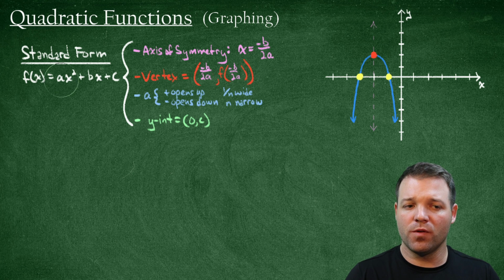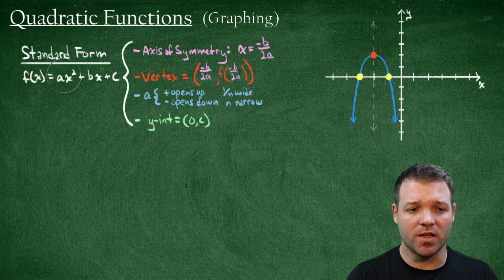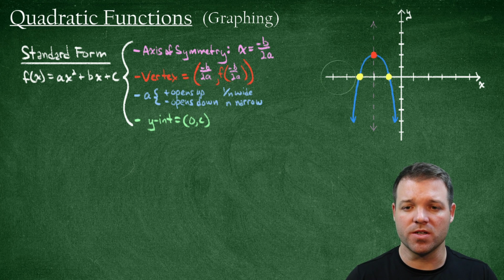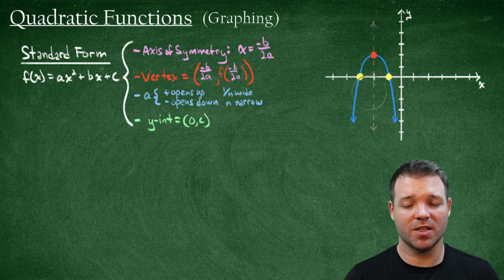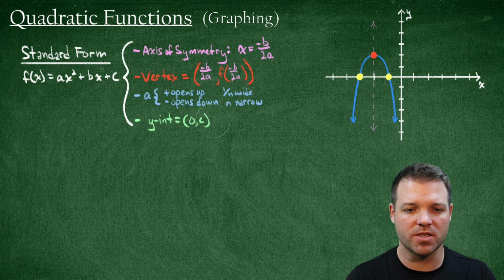The a out front, this a value out front, it does tell us a few different things about a parabola. First of all, if it's positive, then we know that the parabola is going to open up. If it's negative, we know it's going to open downwards. In fact, in this particular case, this a value I know would be negative because it's opening downwards.